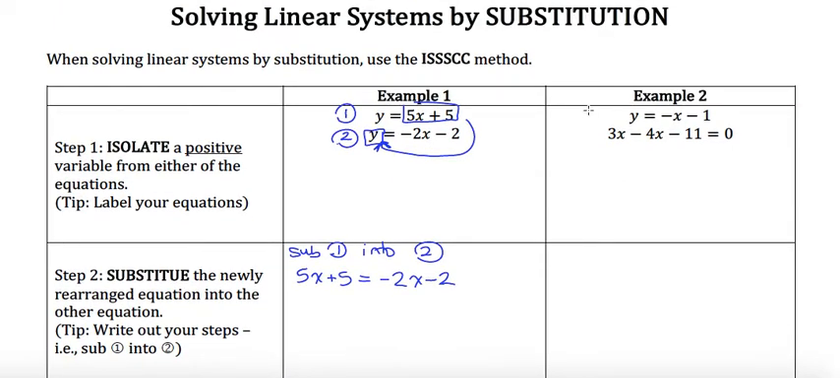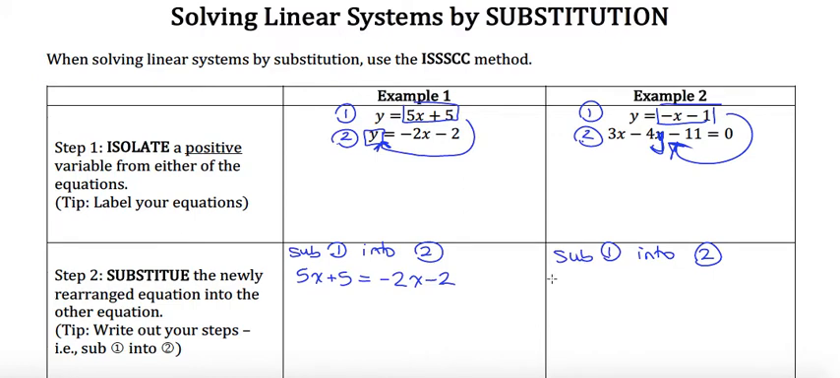So we're going to start by labeling your equations 1 and 2. Step number 1, isolate a positive variable from either of the equations. Look at that, it's already done for my y, my first equation. That's excellent. So I'm going to substitute my negative x minus 1 into my y in my second equation. This should be a y. So I'm going to substitute in that right there. Okay, so step number 2, substitute. So we're going to sub 1 into 2.